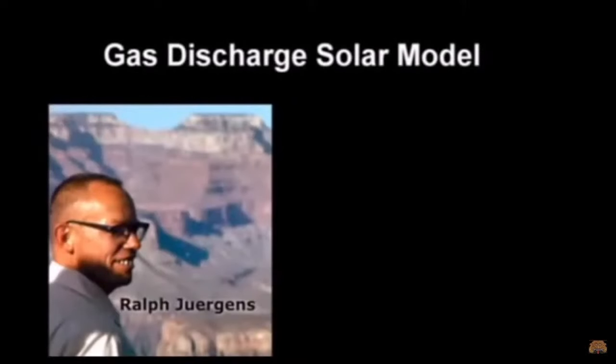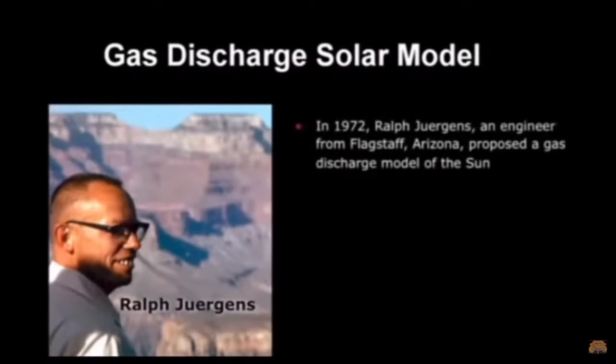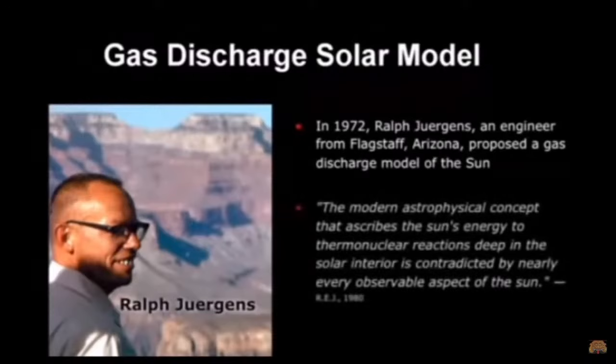Here's Ralph Jurgens. You've seen him before, some of you. He presented in the 70s, 1972, a gas discharge model of the Sun. He wrote, "The modern astrophysical concept that ascribes the Sun's energy to thermonuclear reactions deep in the solar interior is contradicted by nearly every observable aspect of the Sun." I was inspired when I read his article.